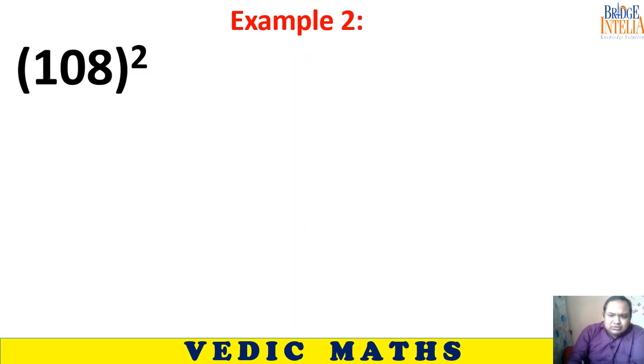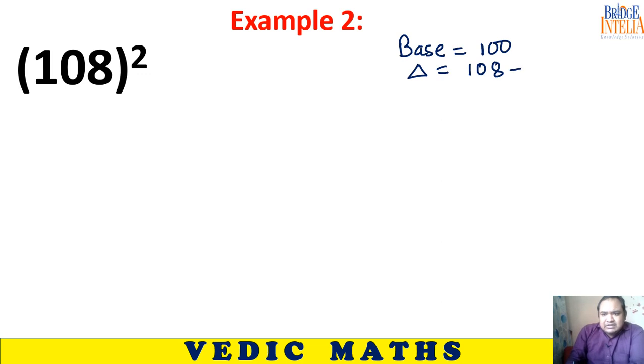So 108 whole square. What is base? Base is 100. What is deviation? From the given number, which is 108, we have to subtract base. So deviation is plus 8. So answer is given in two parts.